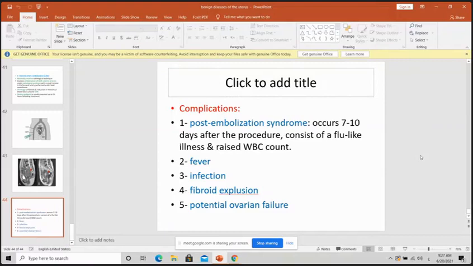كذلك other complications include infection, fever, fibroid expulsion. يعني المريضة تحس طبعا على غفلة انه there is a mass that is coming out through her genital tract وتقول شوف طلعت من عندي عقدة فهذا هو fibroid expulsion. كذلك this procedure carries the risk of potential ovarian failure.